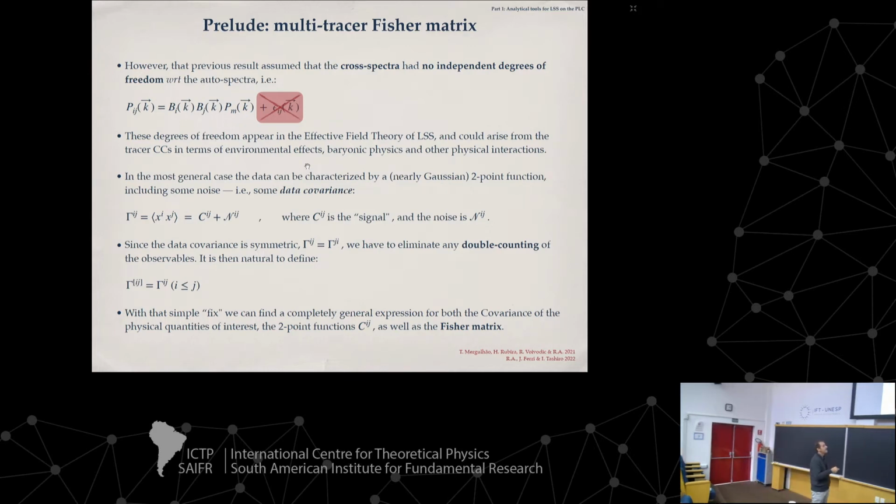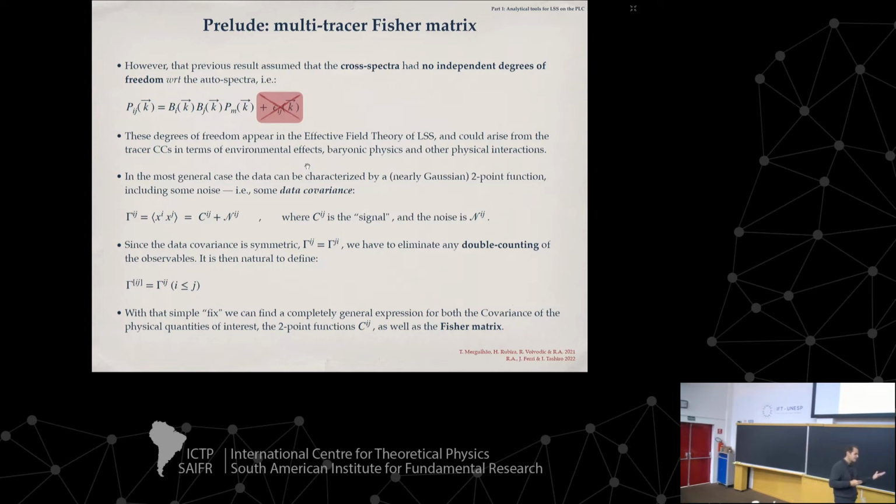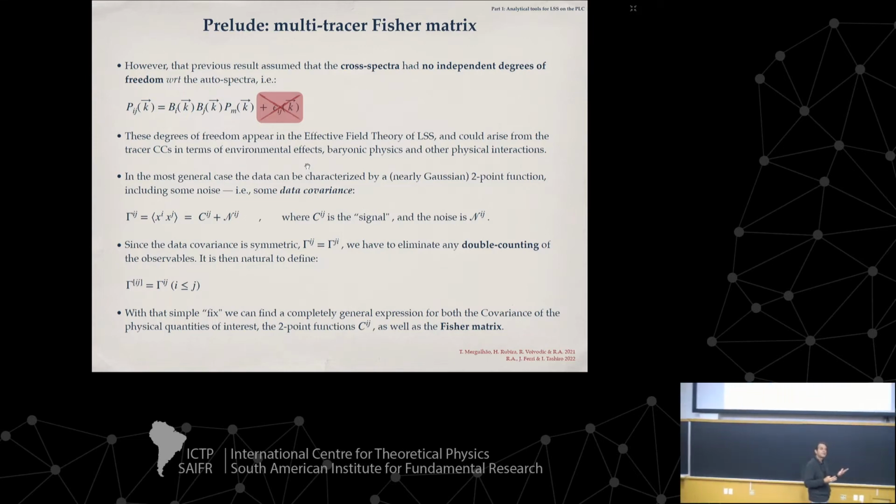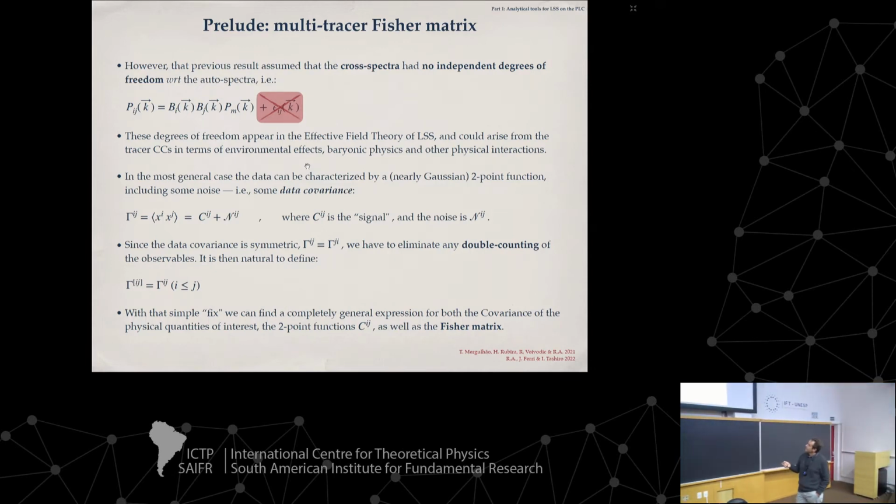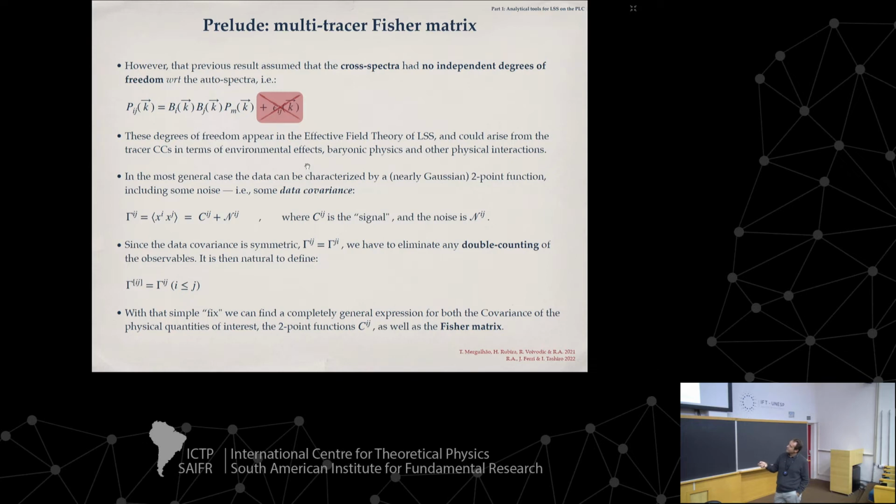I'll not assume that the autocorrelations contain all the physical information. I'll assume that the cross-correlations also contain some physical information here. Okay, so this is the problem here. We have some data covariance. So our data points are these xi. You can think of these as all the positions of galaxies in some redshift slice.